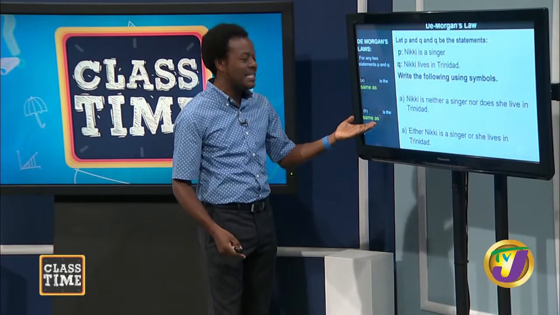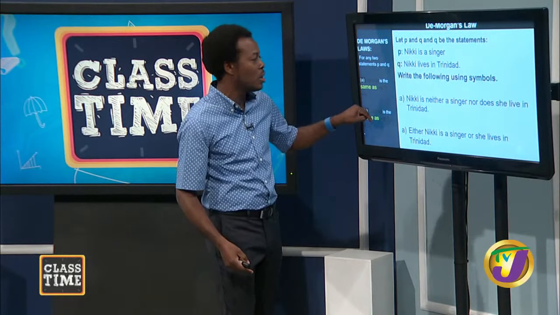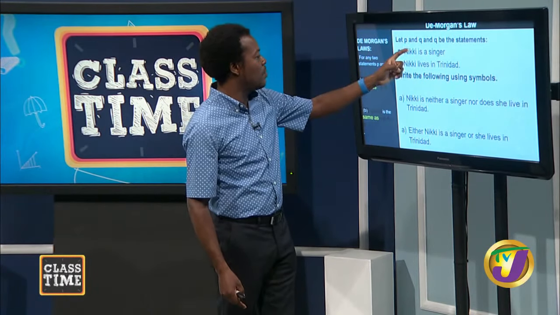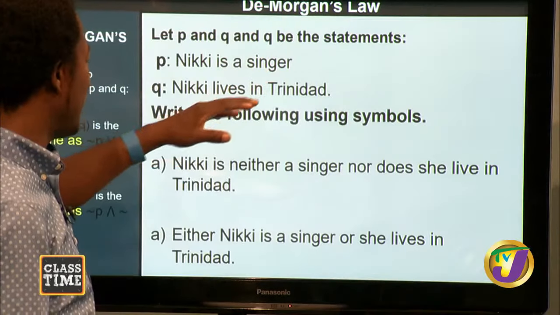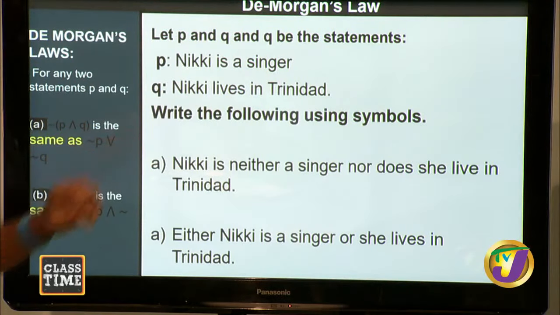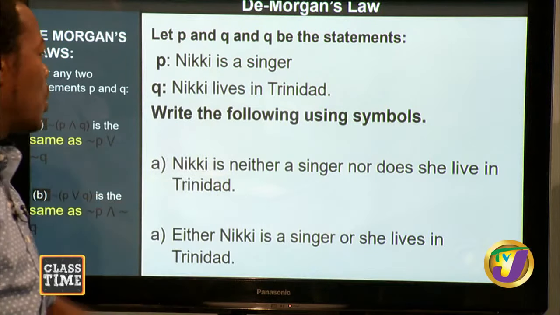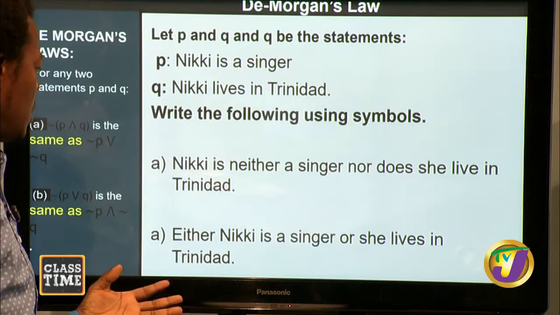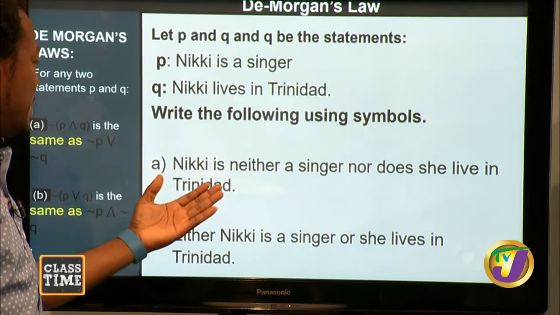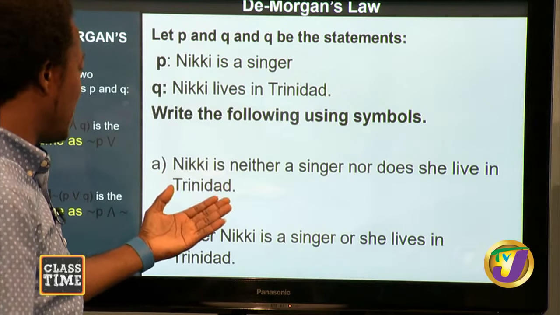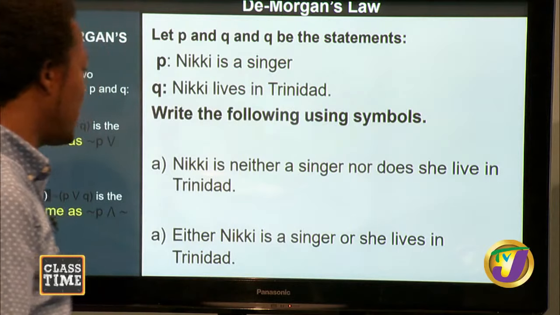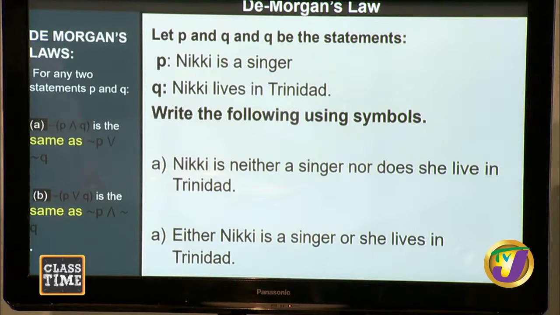In that case, you can see it's a negation of P and Q with the symbol turned upside down, the reverse. Look at this. Let P and Q be the statements. P: Nikki is a singer. Q: Nikki lives in Trinidad. Write the following using symbols. And we all know what a symbol is, used to represent words. So, based on what we have done, it says, Nikki is neither a singer, nor does she live in Trinidad. How can we write that? Let's look.